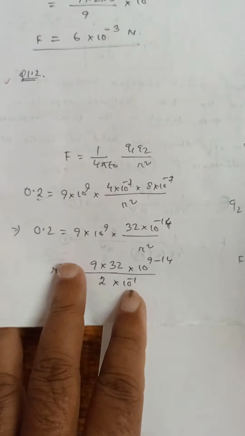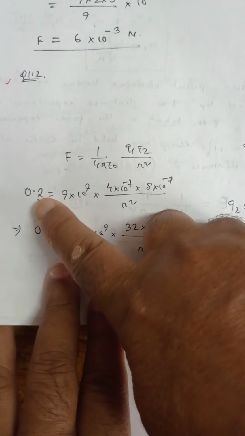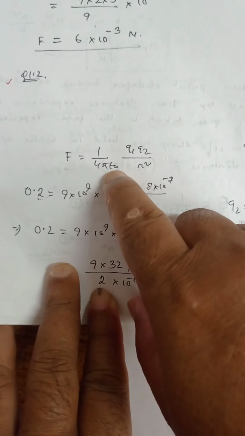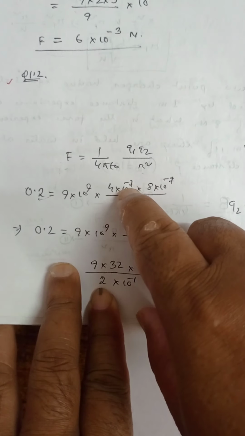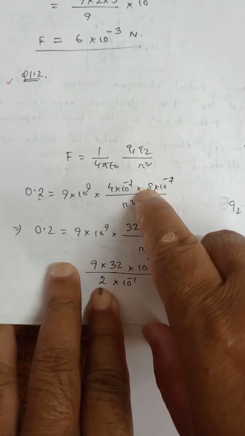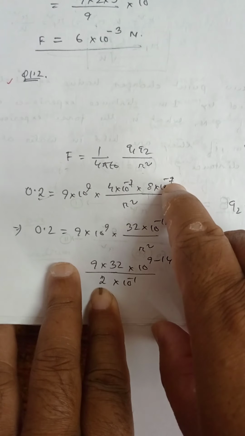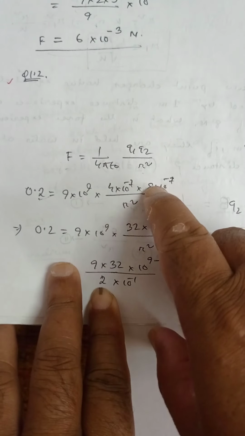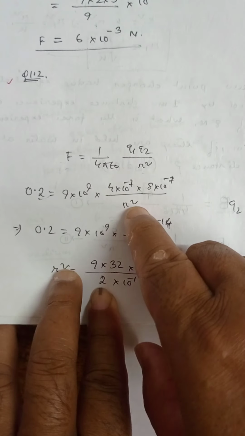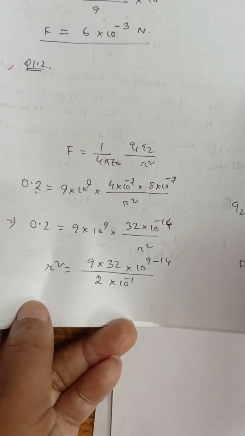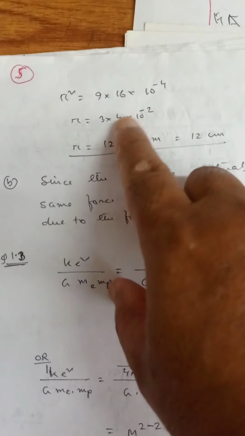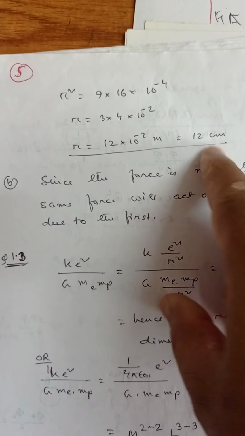So F is equal to, this is Coulomb's law. F is 0.2 Newton, 1 by 4 pi epsilon 0, 9 into 10 to the power 9. One charge is 4 into 10 to the minus 7 coulomb and the other is 8 into 10 to the minus 7 coulomb. This is a positive charge, this is a negative charge, so this is an attractive force, divided by r square. If I calculate r square, from r square, the distance is 12 centimeter.